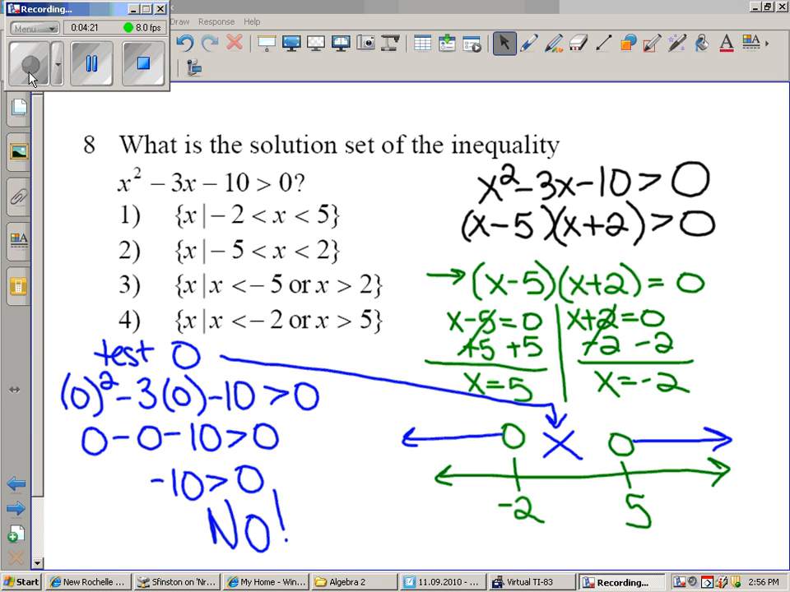Okay, so we found our answer. We found our answer doing the problem by hand. Now let's go look for the multiple choice answer that matches up. Questions 1 and 2 you can knock off because that would indicate shading in between. It would be choice 4. Very nice.